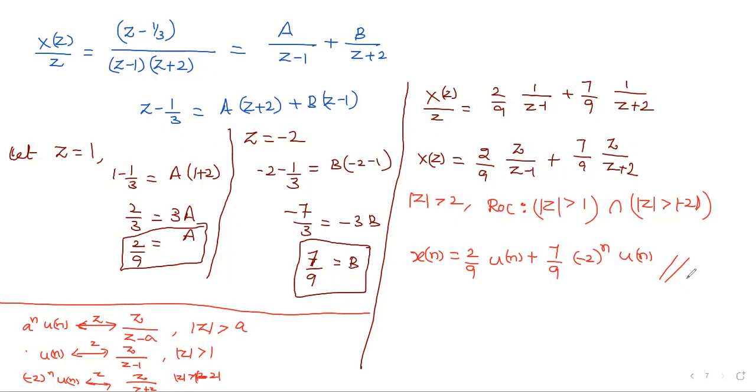So I hope you can answer whatever question is given in the examination. Now I will give a few practice questions here. You try to solve these questions. X of z is equal to 10 into z divided by z plus 2 into z plus 4 whole square. ROC is mod z is greater than 4.